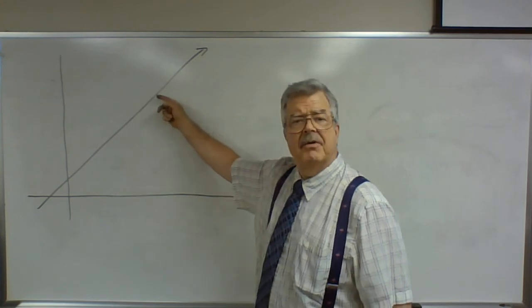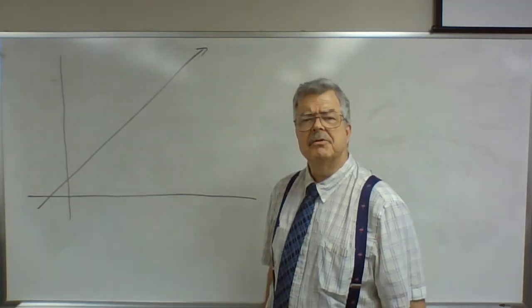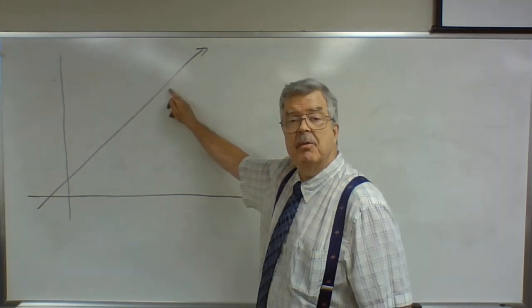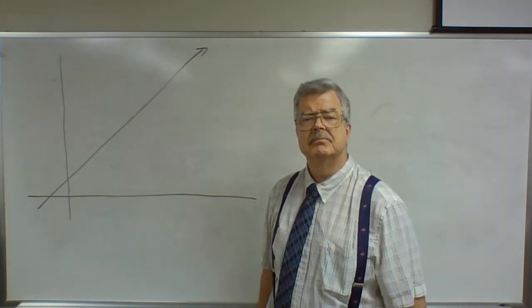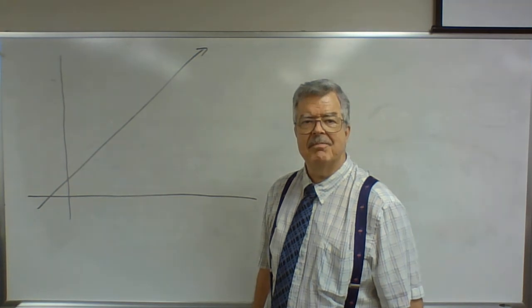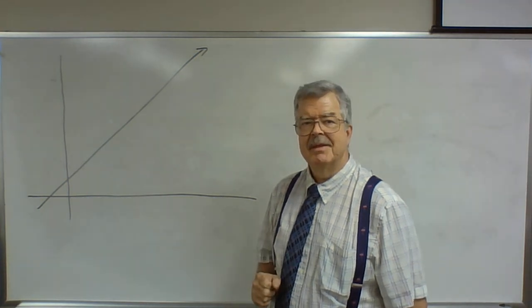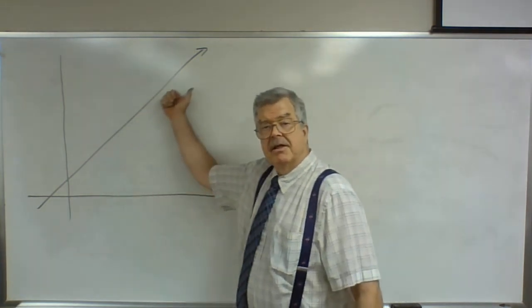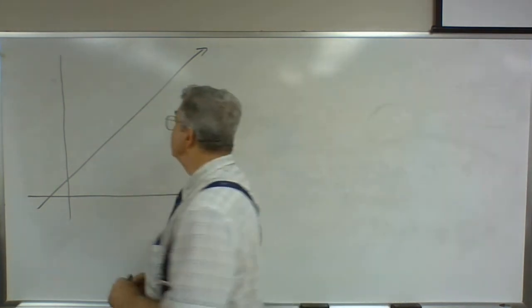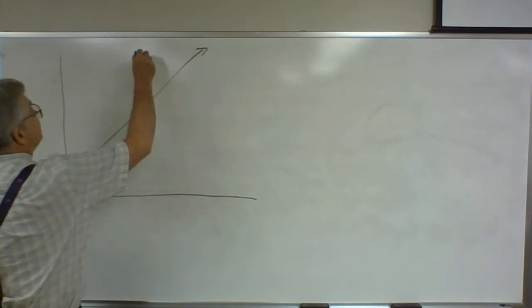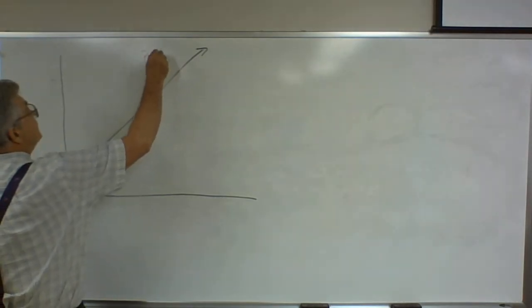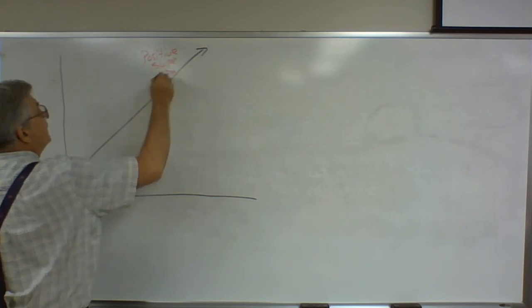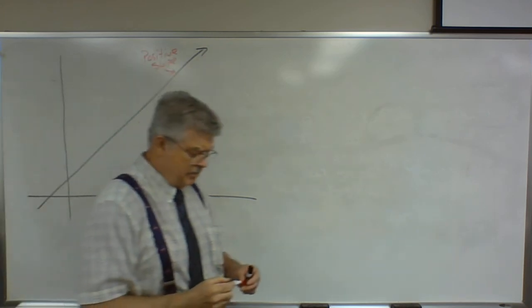Look at this line right here. What would you say? Would you say this has positive slope or negative slope? Positive slope? Why? Because if we go from left to right, the line goes uphill. So this one has positive slope.